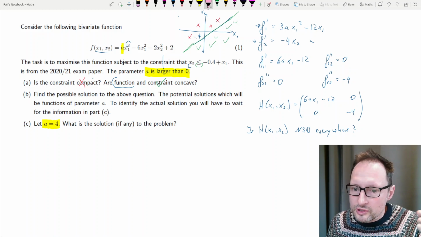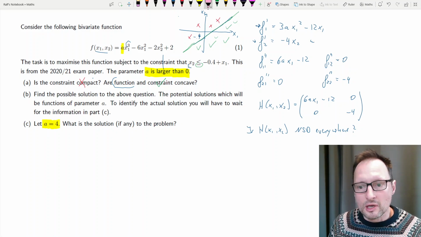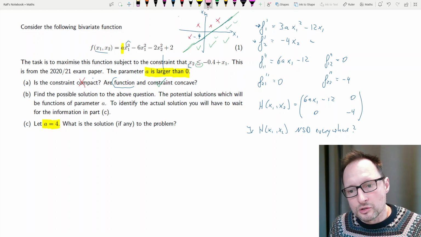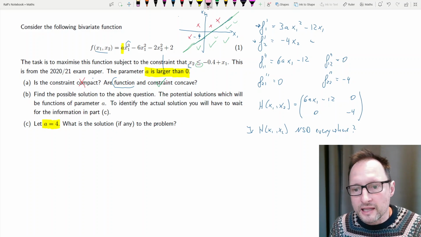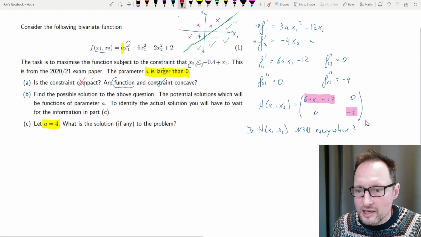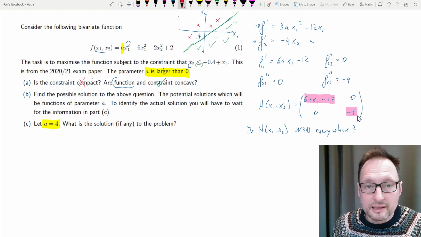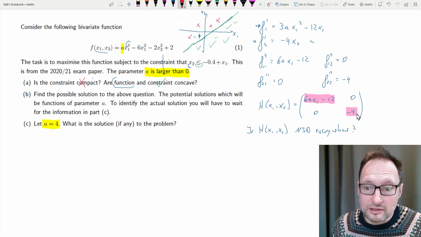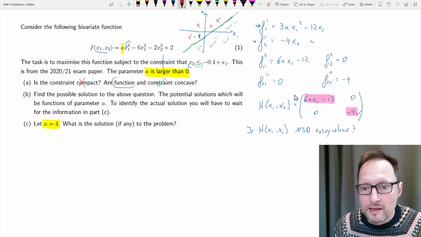So we know for this function to be negative semi-definite, we need the determinant to be positive or 0, and we need the diagonal elements to be negative or 0. So let's look at the diagonal elements. So this second diagonal element, just negative 4, that is always negative. So that's a tick here. But what about this first diagonal element?